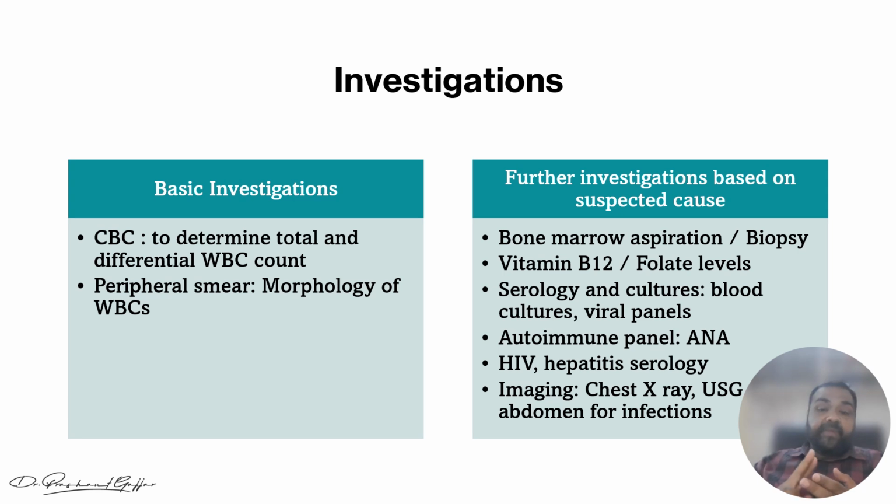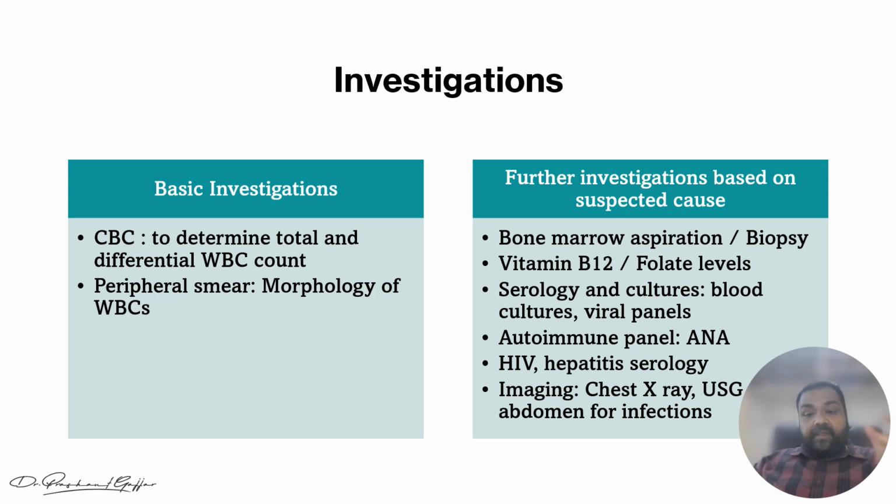Second, we have to perform the peripheral smear. From the peripheral smear, we may know what the morphology of the WBCs is, right? Or if we can't find the cause, then we go with further investigation on the basis of the suspected cause. We already learned about the suspected causes in the previous slide, right?